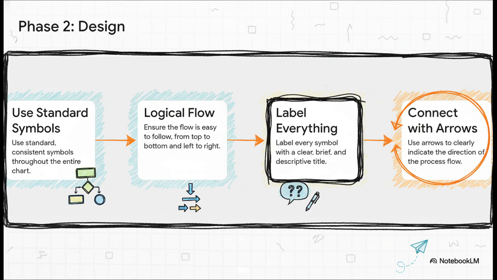Next, in phase 2, we design the map itself. This is where the rules of the road really come into play. You've got to use those standard symbols consistently, make sure the flow is logical, usually top to bottom or left to right. Every single symbol needs a clear, concise label, and of course, arrows have to connect everything to show exactly which way the process is going.